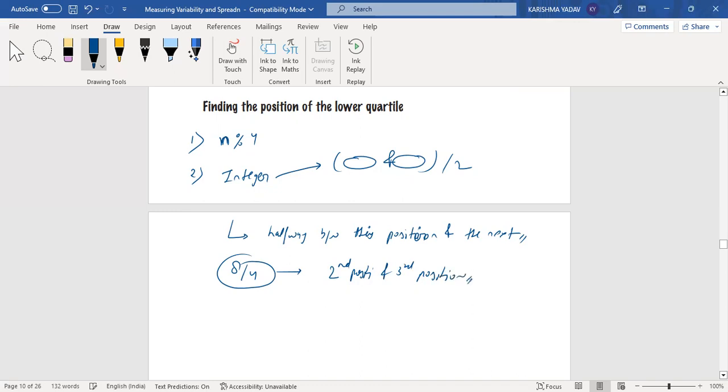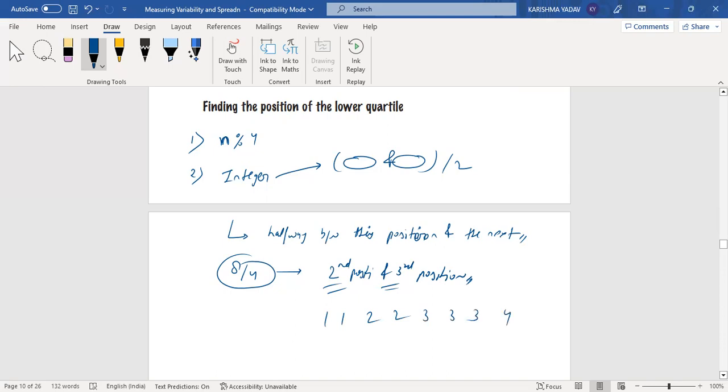I have the second and third positions, and we have to take out the average of these second and third positions data. As we are saying, it has 8 values, so if this is my data set: 1, 1, 2, 2, 3, 3, 3, 1, 2, 3, 4, 5, 6, 7, 8.